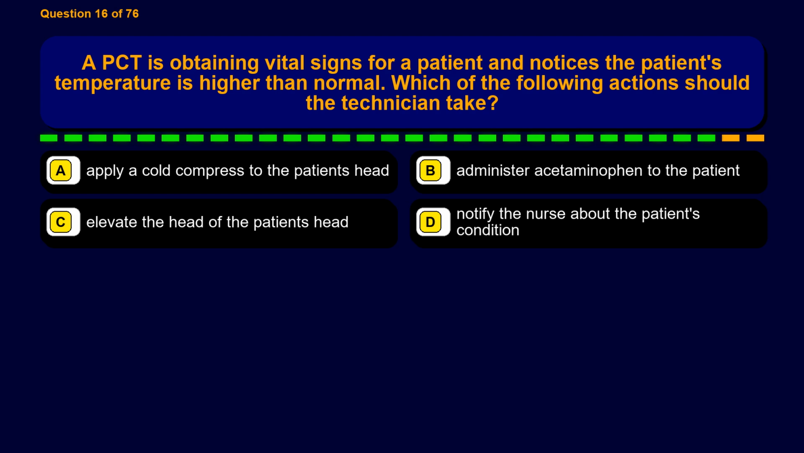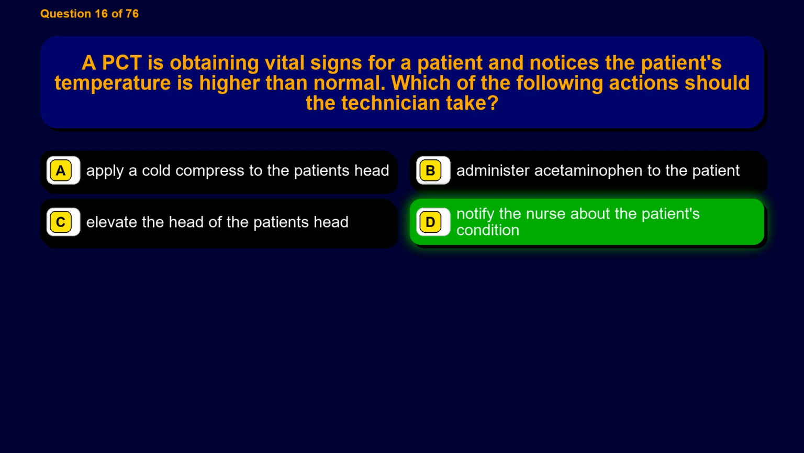Question 16. A PCT is obtaining vital signs for a patient and notices the patient's temperature is higher than normal. Which of the following actions should the technician take? Option A, apply a cold compress to the patient's head. Option B, administer acetaminophen to the patient. Option C, elevate the head of the patient's bed. Option D, notify the nurse about the patient's condition.